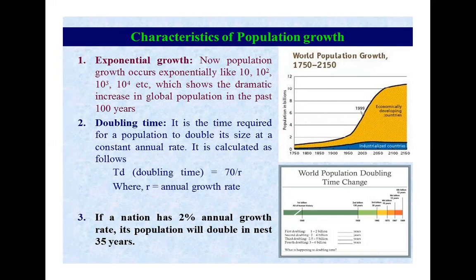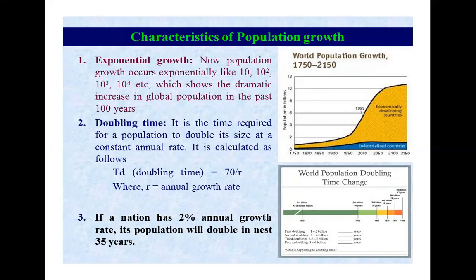Now, the characteristics of population growth. Exponential growth. Now, population growth occurs exponentially like 10, 10 to the power 2, 10 to the power 3, 10 to the power 4, etc., which shows the dramatic increase in global population in the past 100 years.